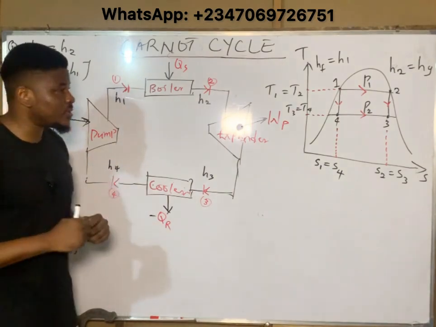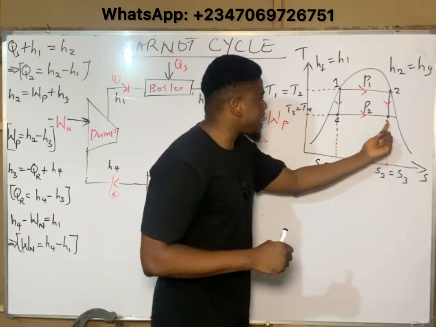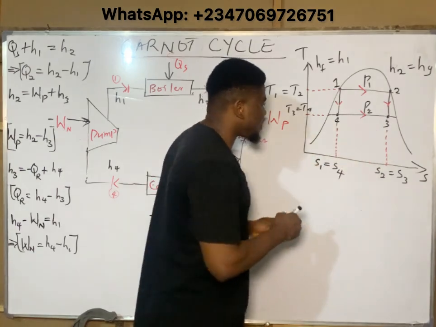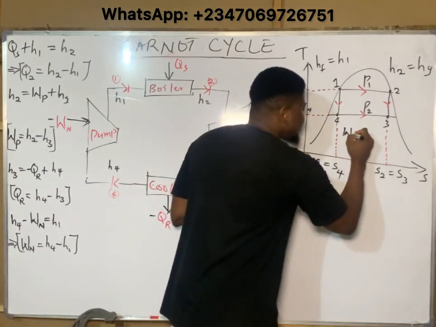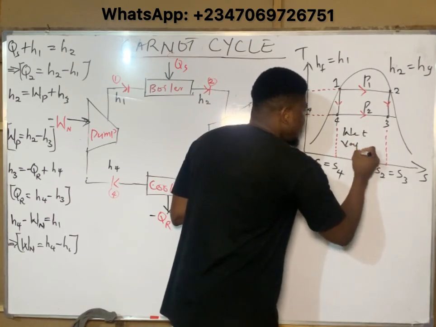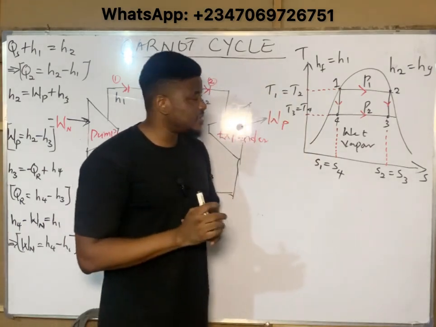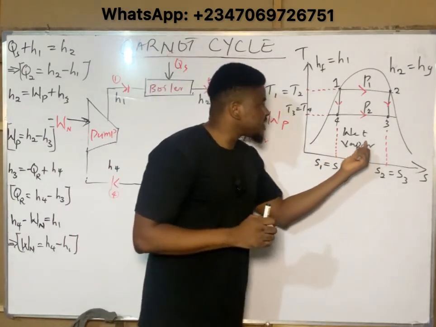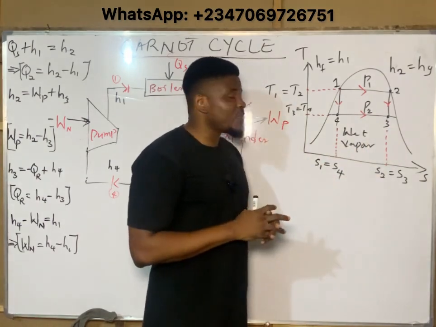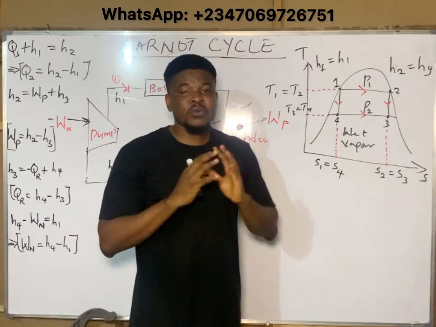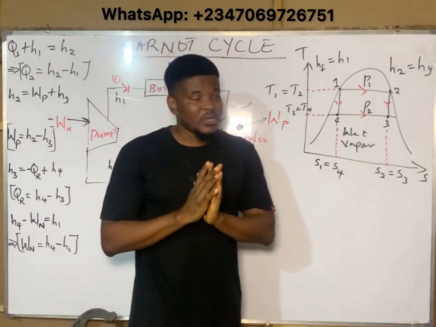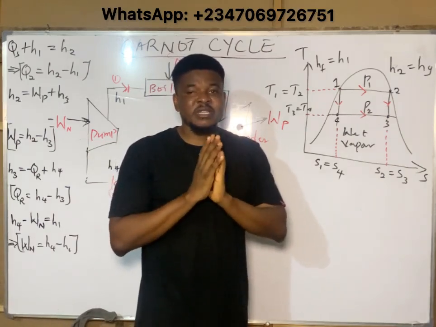And this is very simple. We observe that state 3 and state 4 are in between the wet vapor. So this region is called the wet vapor, which means it is a mixture of liquid and gas. Okay, so since state 3 and state 4 are in between the wet vapor, it means there's a need to find what is called dryness fraction.